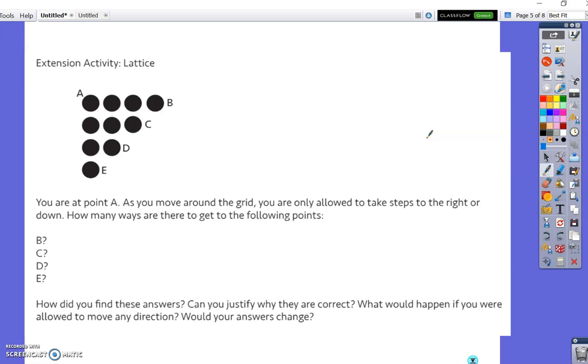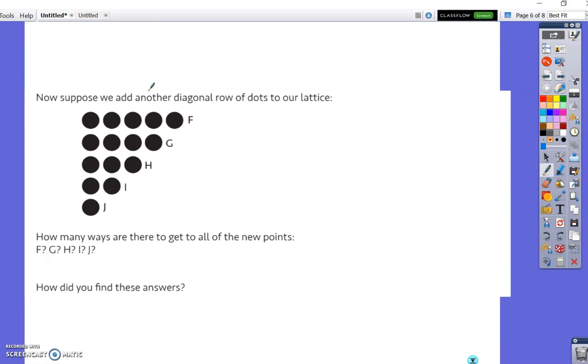You're at point A. As you move around the grid, you're only allowed to select steps to the right or down. So you can either move right or down, and that's it. And how many steps will it take you? How many different ways can you take to get to C and A and B and so on? Because you can't go like this and go back up, there's no way to get to B except for straight across. So there's only one path to B. But there are multiple paths to C. And that's the idea, is how many paths are there to these numbers. Can you justify it? Can you figure it out? And then add another row of dots and see how many different ways.